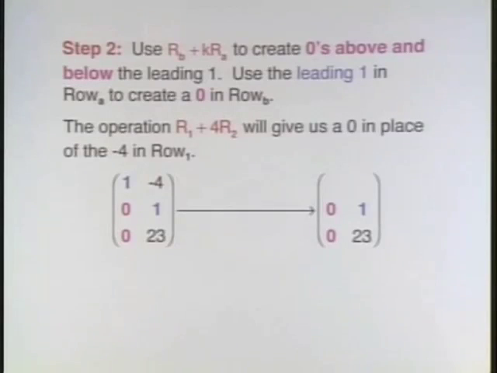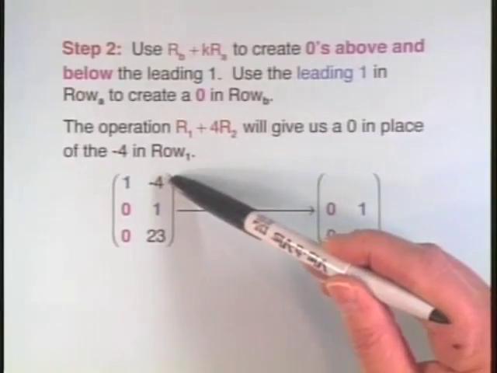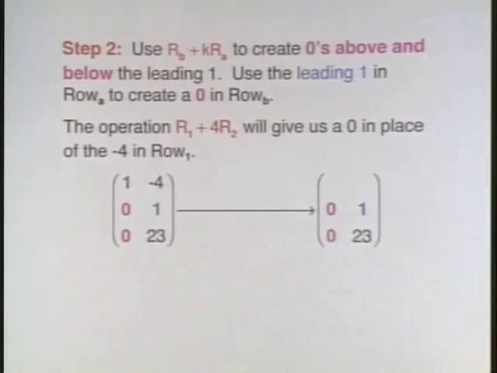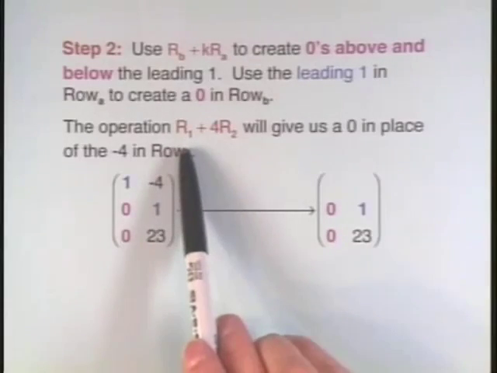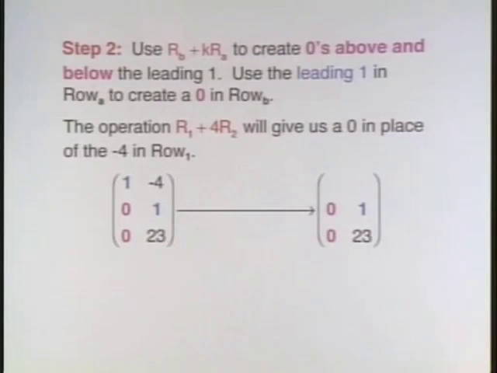Step 2, we want to use row B plus a constant times row A to create zeros above and below the leading one. Use the leading one in row A to create a 0 in row B. Right now, the leading one in row 2 has a -4 above it and a 23 below it. We're going to begin with the -4. What could you add to -4 to make it 0? Of course, the answer is we could add 4. If we multiply row 2 by k equals 4 and add the result to row 1, the operation row 1 plus 4 times row 2 will give us a 0 in place of the -4 in row 1.